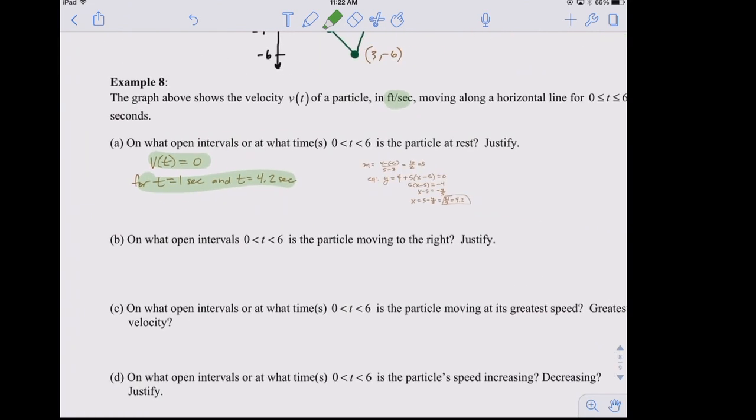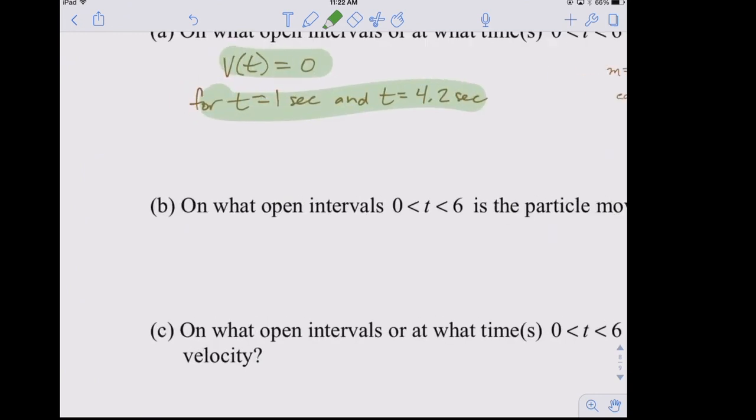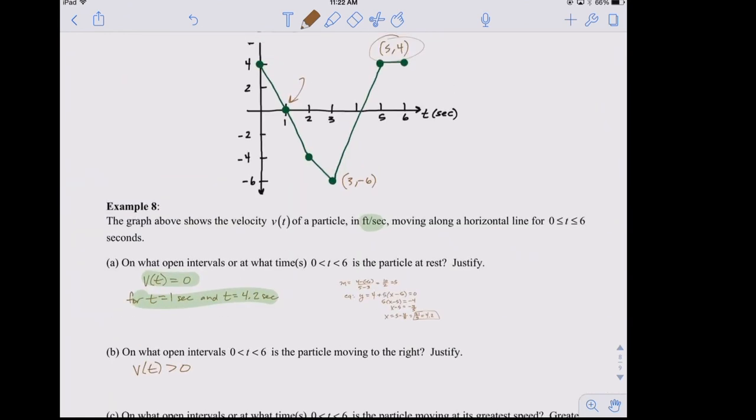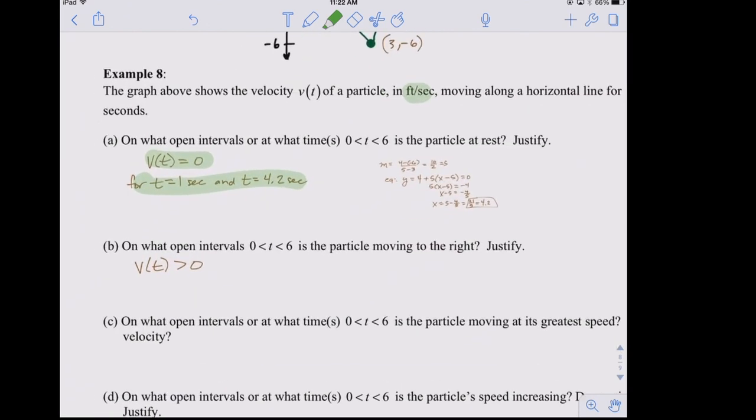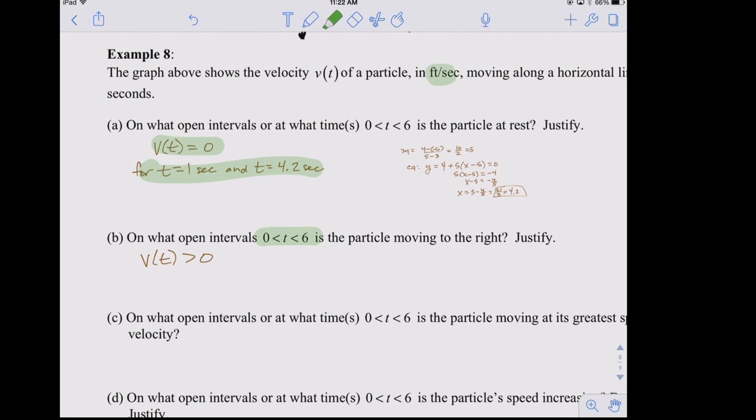Part B, on what open intervals from 0 to 6 is the particle moving to the right? The particle is moving to the right when V of t is what? Greater than 0. That's when our y values are above the x-axis, yeah? So that's going to be from 0 to 1. And that funky x value, or t value, which now we know is what? 4.2 to 6.